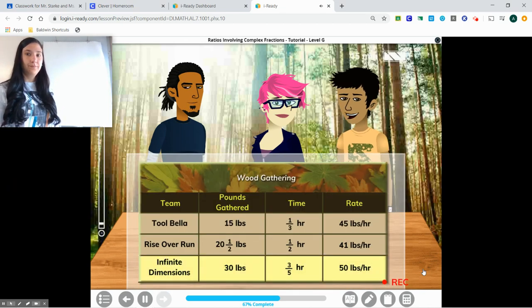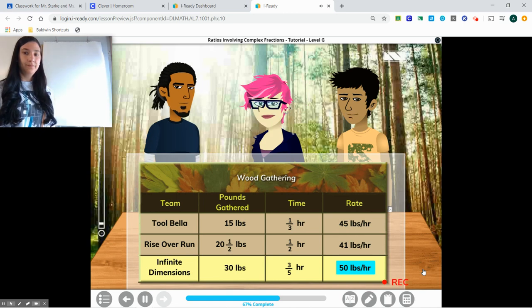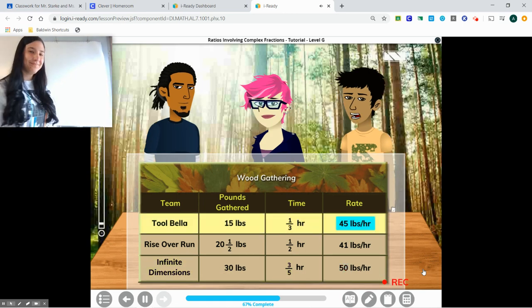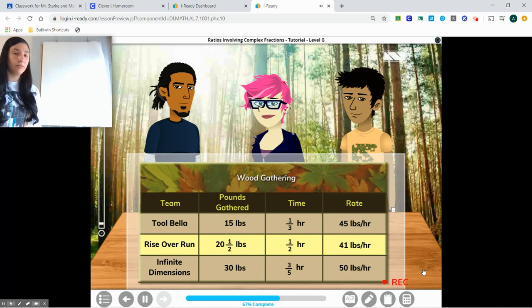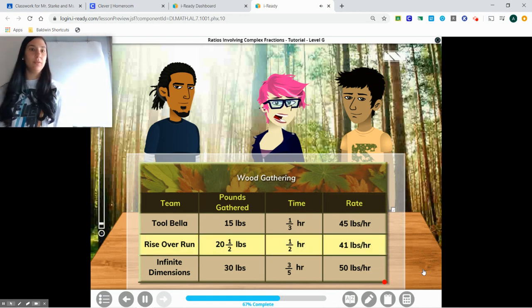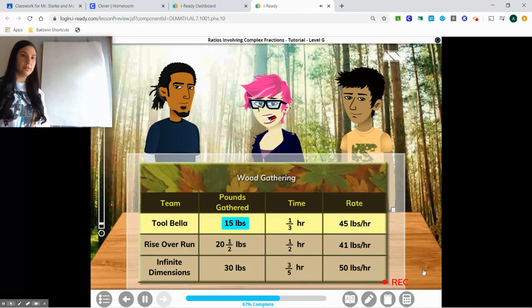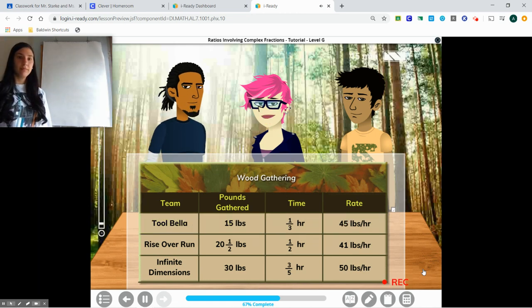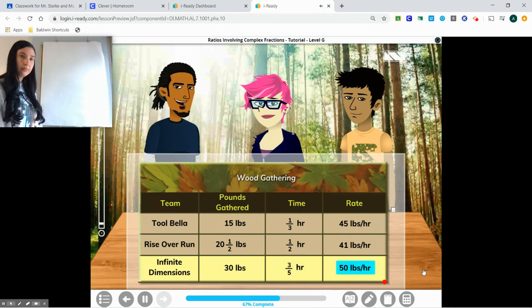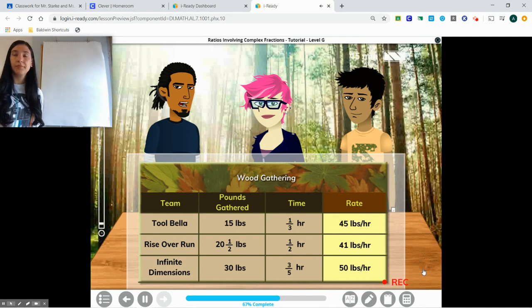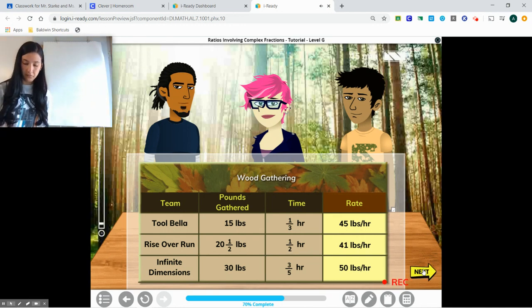Okay, so Infinite Dimensions ended up with a rate of 50 pounds per hour. Tool Bella came in second with 45 pounds per hour. Rise Over Run was right behind them with 41 pounds per hour. Even though Team Rise Over Run gathered more wood than Team Tool Bella, Tool Bella gathered their wood faster, so they had a better rate. Right, PJ. Infinite Dimensions took the longest to gather wood, but they were picking up wood much faster than either of the other teams. This is why we had to calculate the rate. Finding how much each team would gather in 1 hour let us see who was actually gathering the fastest.